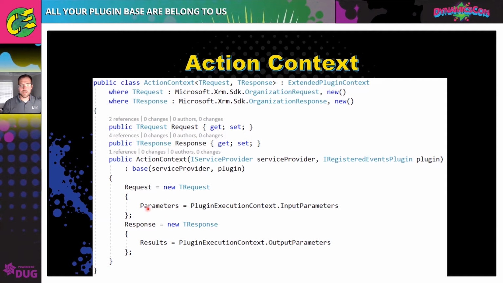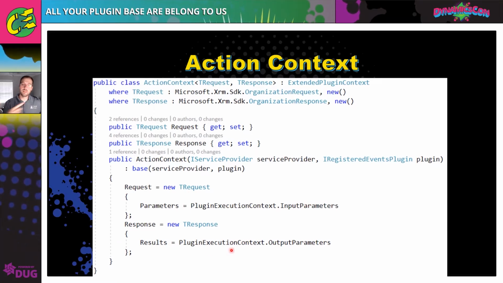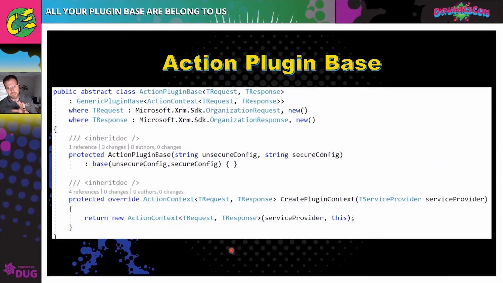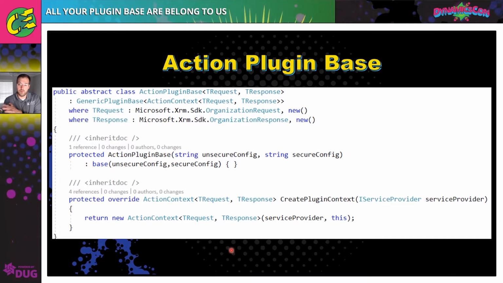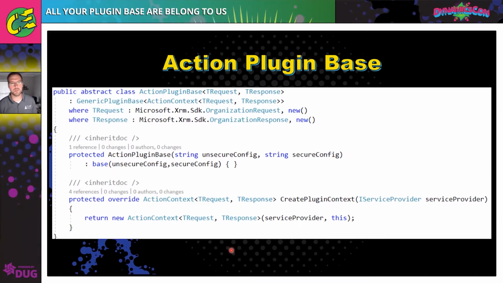Everything else here is pretty much the same, except down here, it's going to take the input parameters and suck those into the request type object and the response output parameters into the response type object. I'll show you how you use that in just a second. So that's the context. And then we have the action plugin base, which is what you're going to actually inherit from for your action plugins or your custom API plugins. They're both pretty much the same thing in the backend at this point.